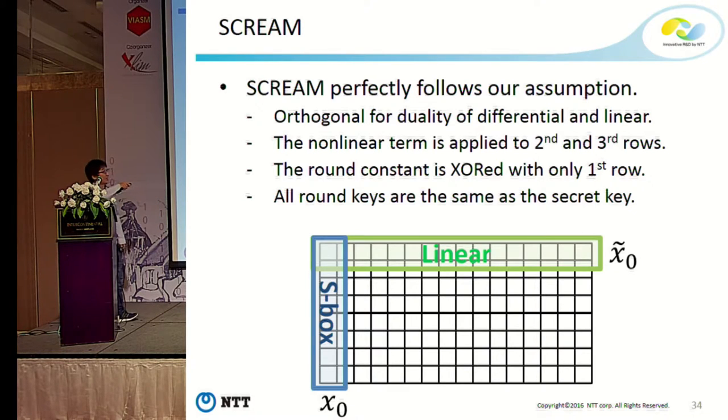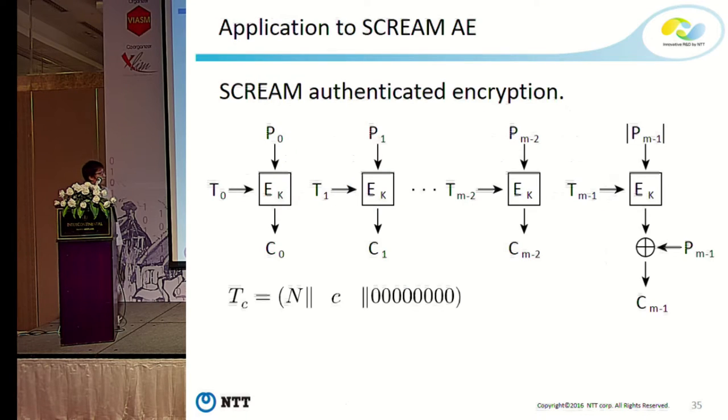And all round keys are the same as the secret key. So now the nonlinear term is the second and third row. So we choose a weak key space satisfying this: 32 bits are zero. So this secret key is a weak key.